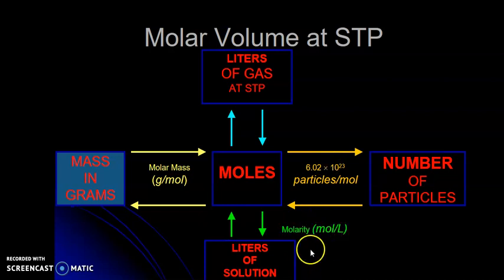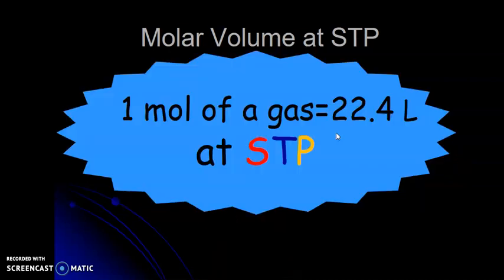And then here is the molarity, which we're going to talk about in Unit 6. Now, this is what we are going to talk about right now, molar volume. To every mole of a gas, this is the amount of space it occupies, 22.4 liters. All right, copy this chart down in your notebook. So 1 mole of a gas occupies 22.4 liters at STP.